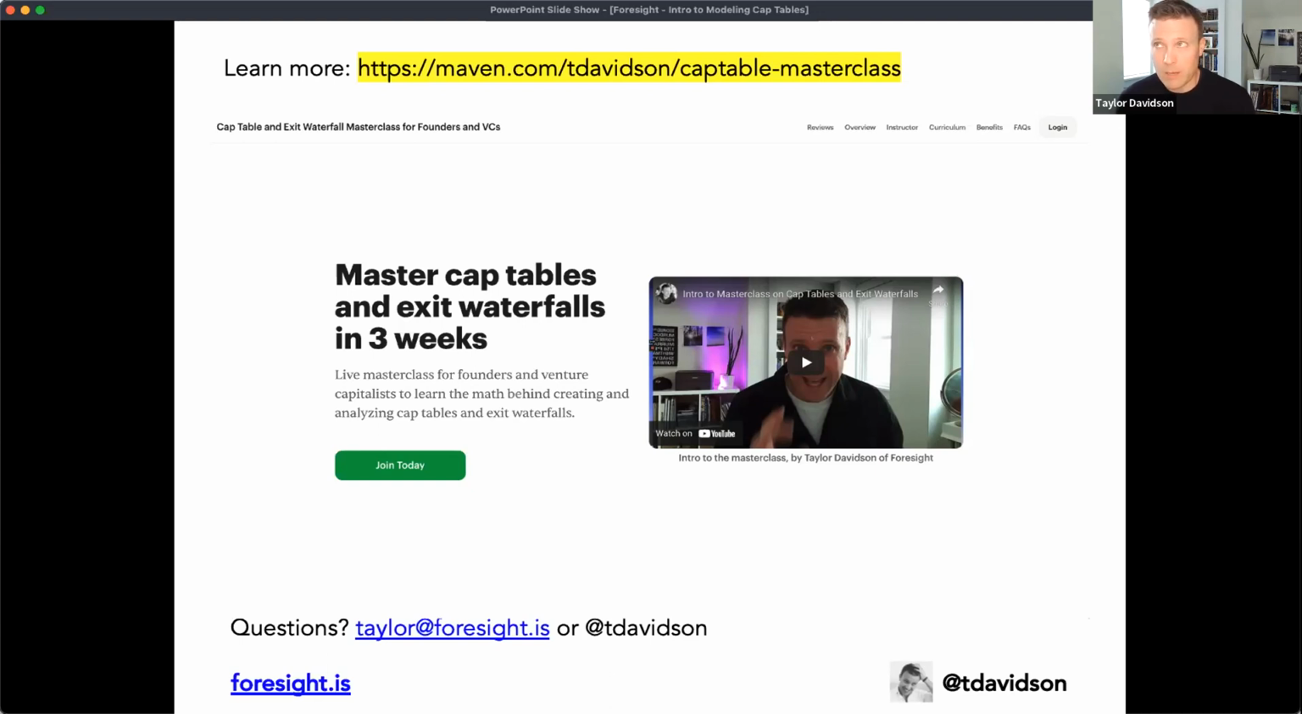Recaps are simple. In a recap, you throw away the existing cap table and you put in a new one. So it's pretty easy to do.